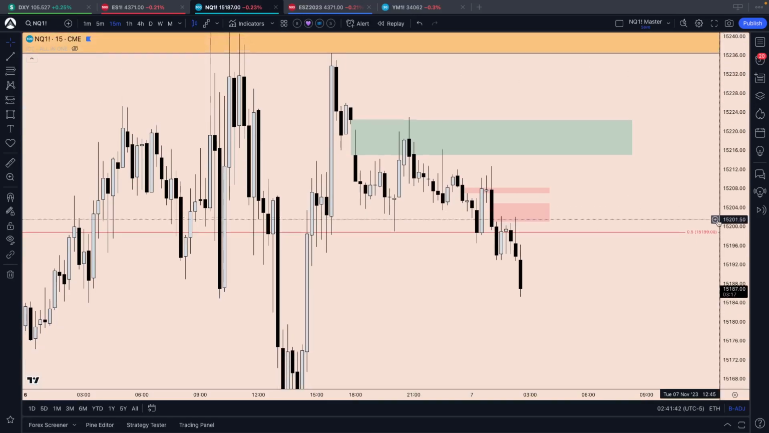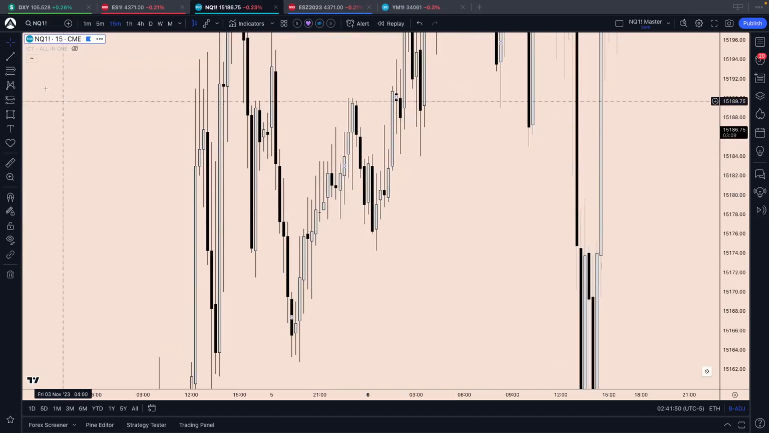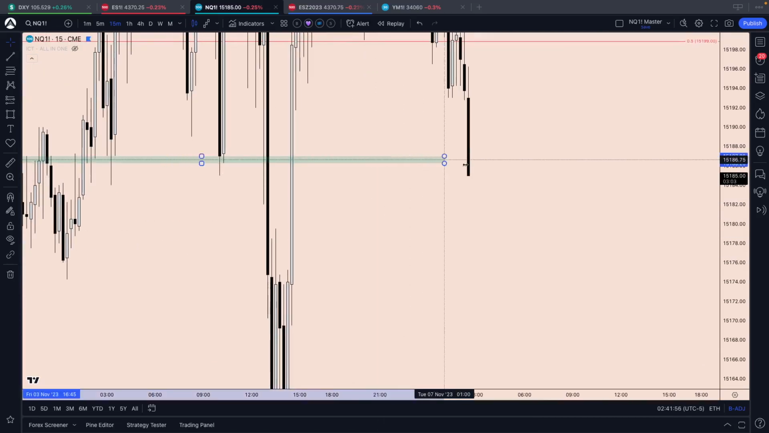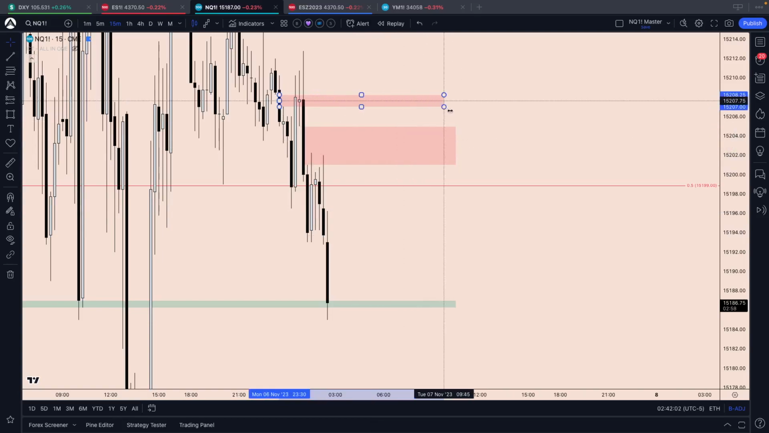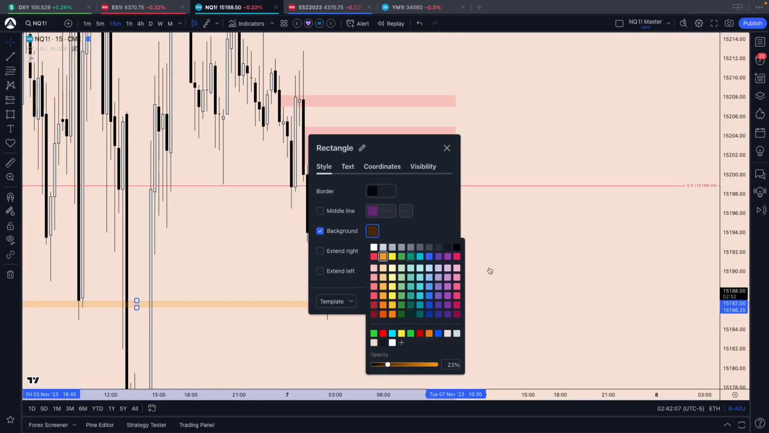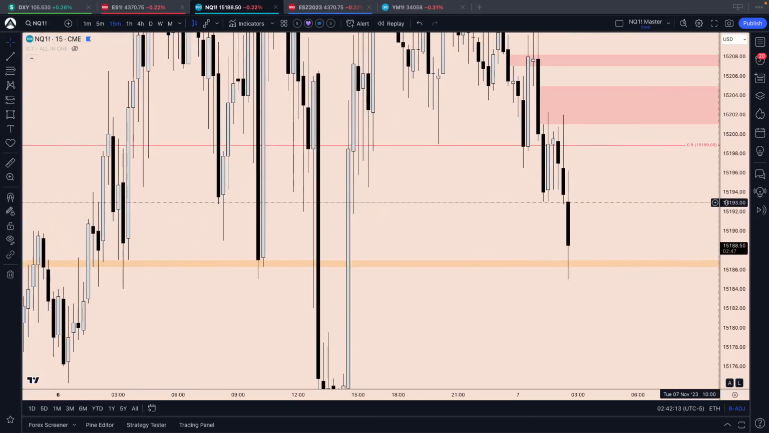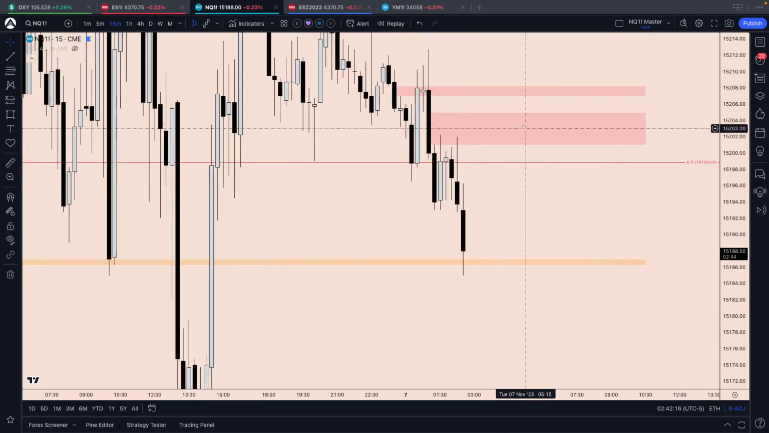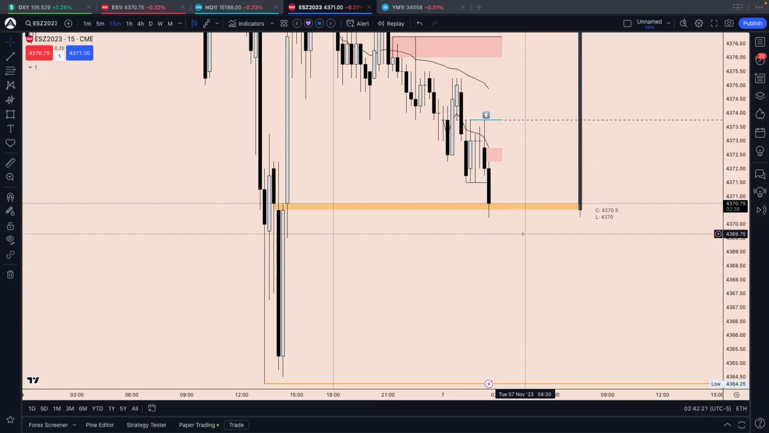Alright, done. New day opening gap here on NASDAQ. Let's see for our new week opening gap. I think we're right on that. Close, open. And we'll make that one orange. Yes, now hit this volume imbalance. Let's see what we do around this level.